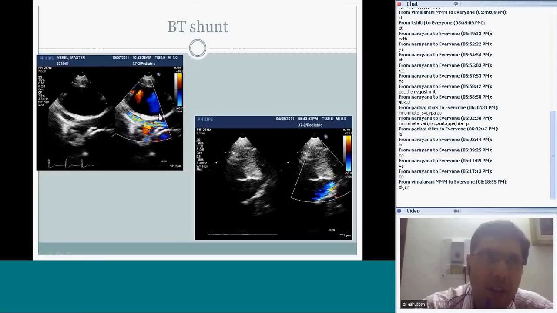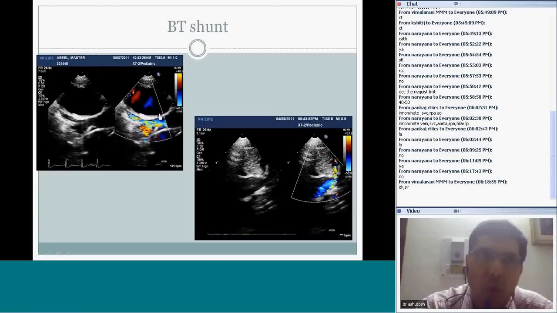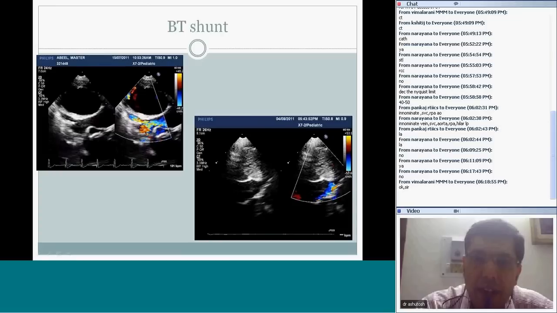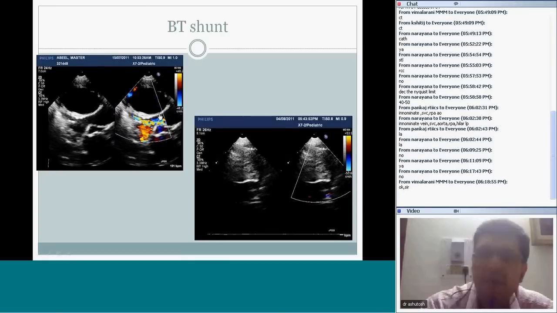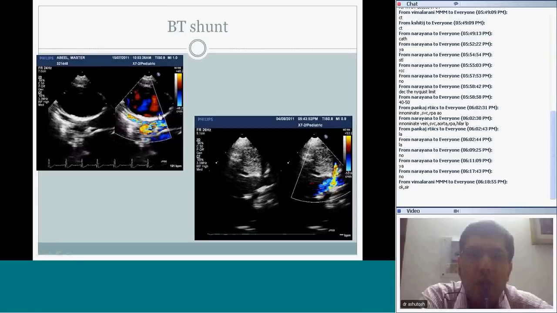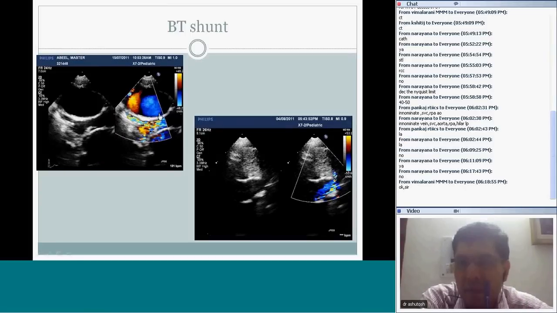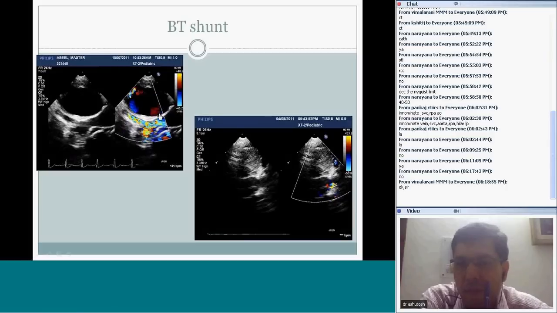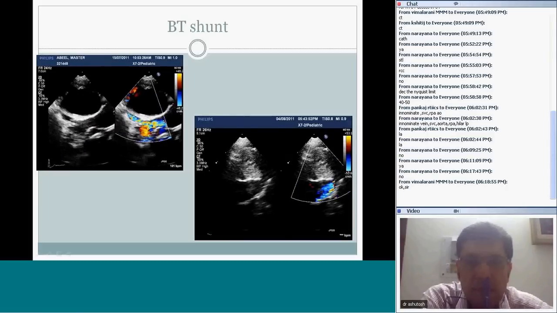Is there a role of Doppler here to assess the quantity, or is it high flow or is it overflooding? Is there a role of any Doppler in this situation? If yes, then what is the cutoff value when you would say, okay, this shunt is overflooding?